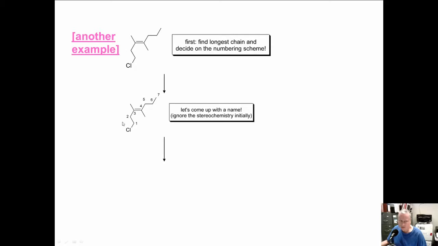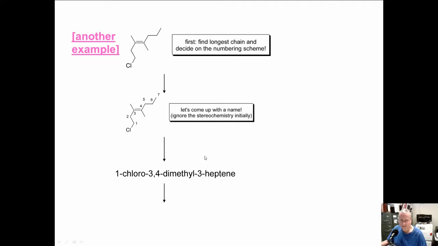Now we're working our way through this name. It looks like we have methyls on 3 and 4, and a chlorine on number 1. So maybe 1-chloro-3,4-dimethyl-3-heptene is what I got. And is it E or Z?